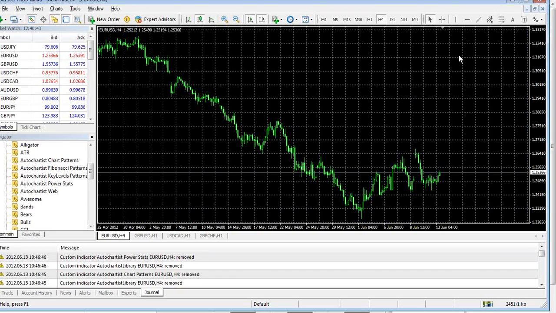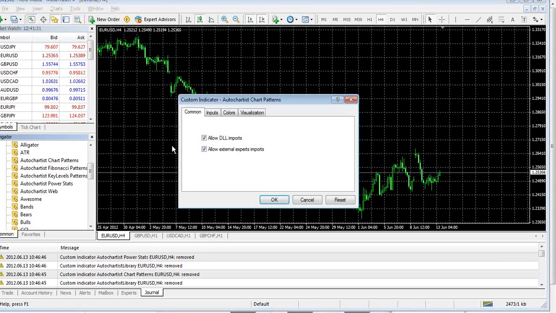But what I want to show you are some of these, the chart patterns, key levels and power stats indicators. If you drag and drop a chart patterns indicator on here, make sure you allow DLL imports. You also have a whole variety of inputs you can set. I like to set the section called Show Emerging to true because I like to see emerging patterns as well. And I push OK.